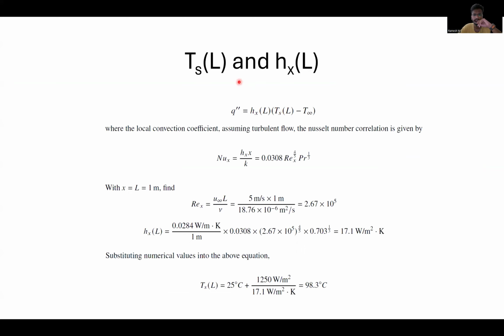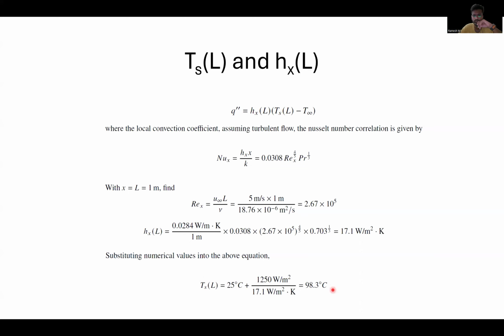For the section E, we should calculate the surface temperature and local convection coefficient at the location L, that is at 1 meter. We can use this standard formula: heat flux q is equal to h_x at L times Ts minus T infinity. The local convection coefficient for turbulent flow comes from this correlation, where we get the Nusselt number, and subsequently the Reynolds number as well as the convection coefficient. Plugging these values back in gives the surface temperature at the tip of the plate, which is found to be 98.3 degrees Celsius.